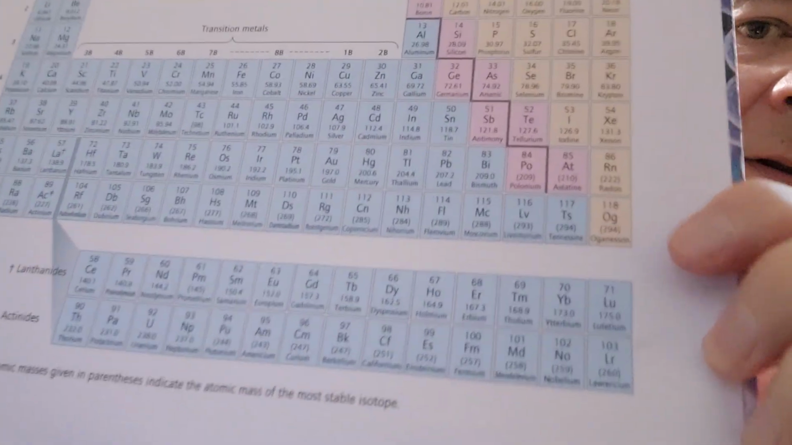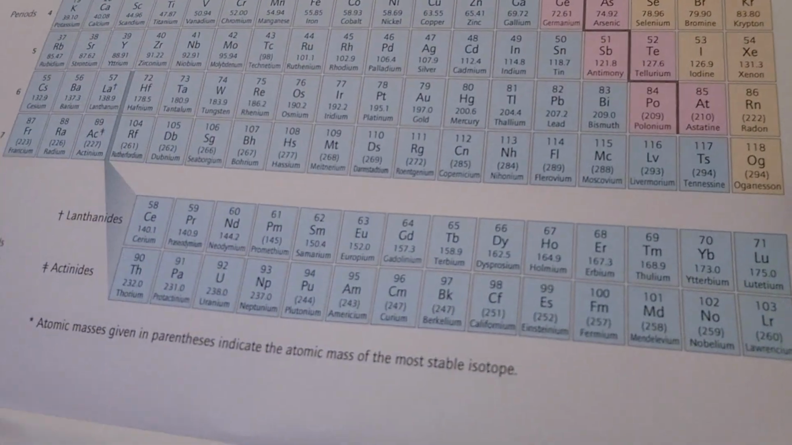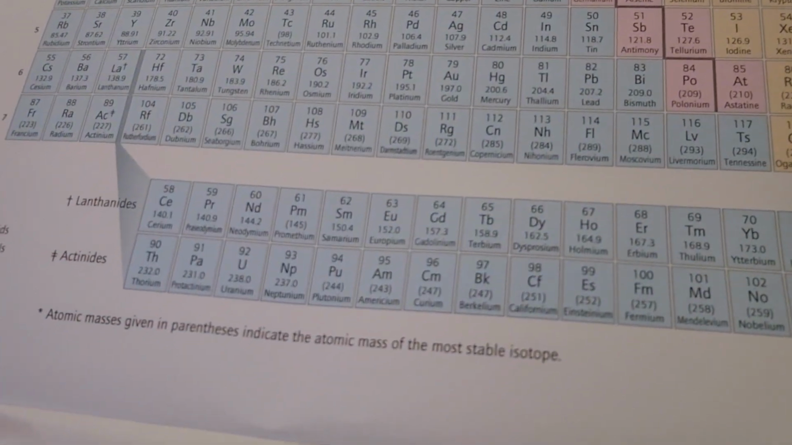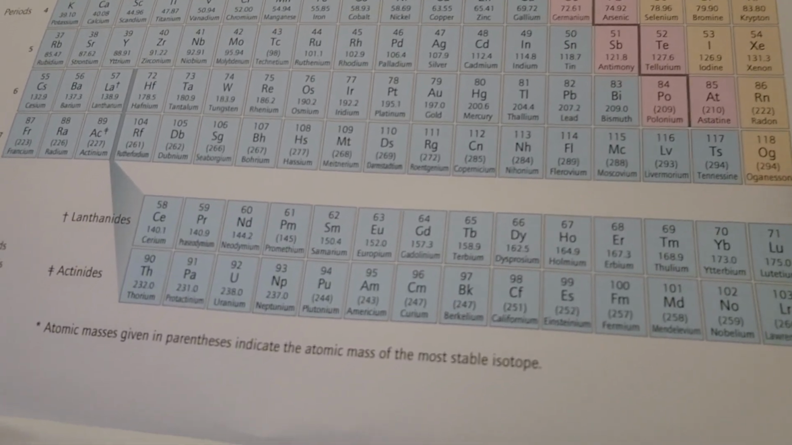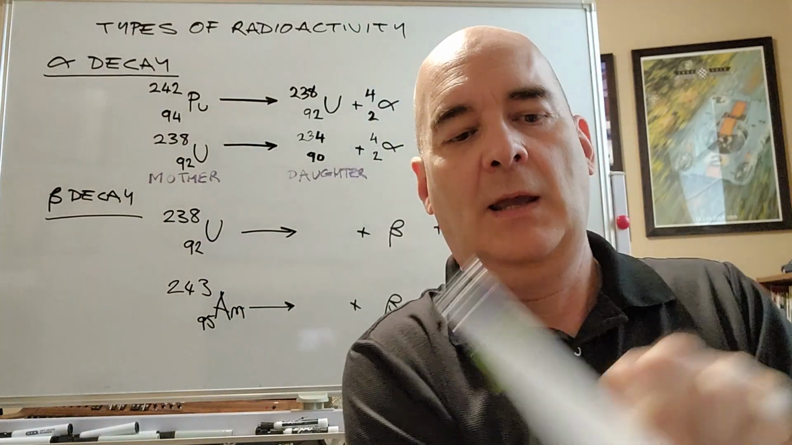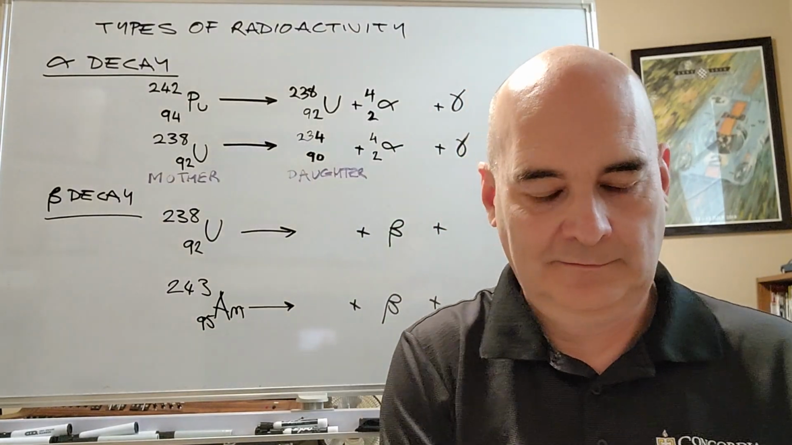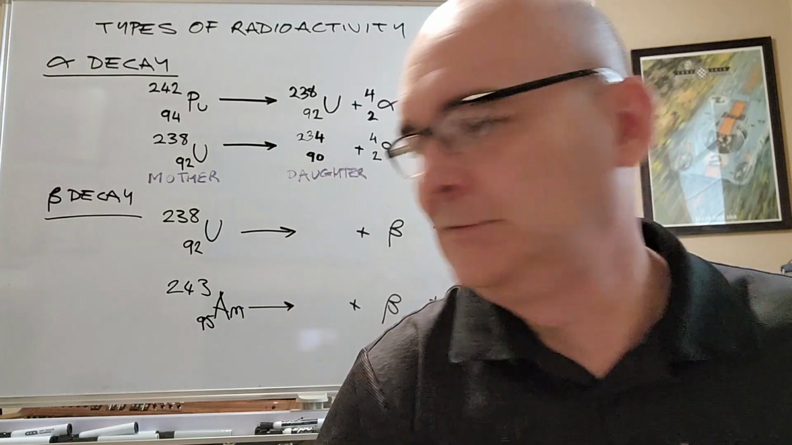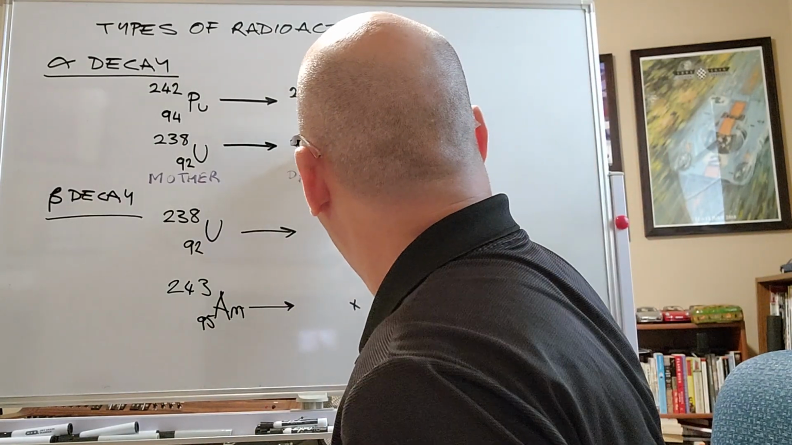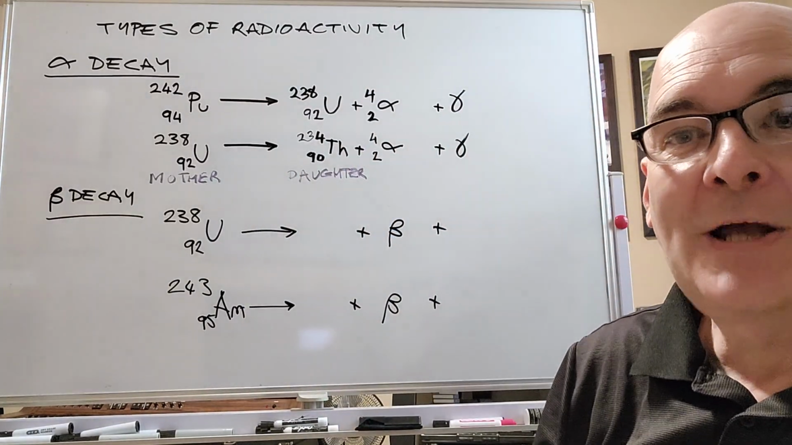And we look on the periodic table and try to find atom number 90, because we don't search the periodic table by mass, we search by atomic number. And position number 90 is thorium. TH. Okay, that's how we do an alpha decay.